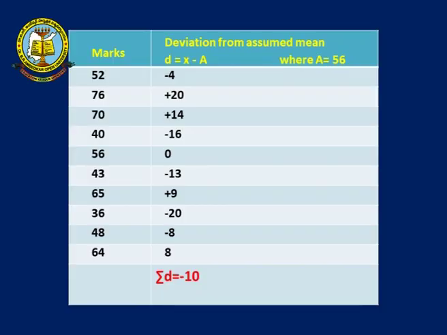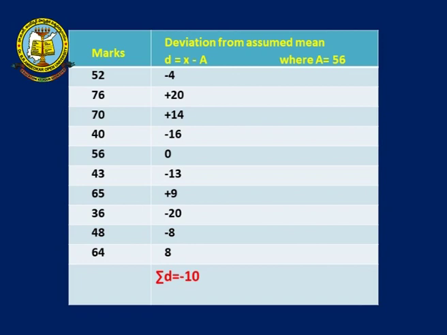Now, the first column represents marks and the second column represents deviation from the assumed mean. According to the third step, what is the third step? d is equal to x minus a, where a is the assumed value, based on our assumption only. You can choose any one of the 10 values, but it is better to take the middle value of the given marks. So now I am assuming 56 is my arbitrary value. Now take the difference, marks minus this a. A is equal to 56.